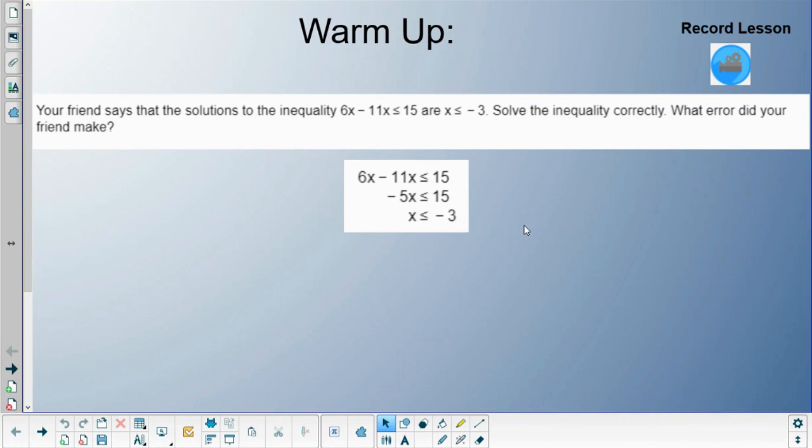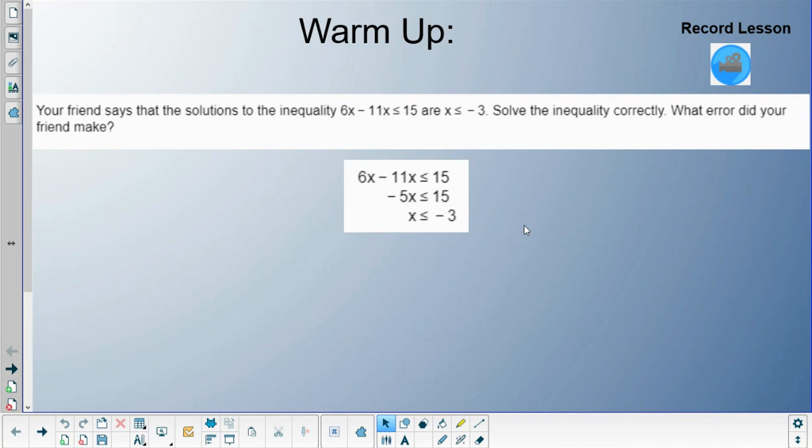Okay, so here is our warm-up. It says your friend says the solution to the inequality 6x minus 11x is less than or equal to 15 is x is less than or equal to negative 3. Solve the inequality correctly. What error did your friend make? So go ahead and pause your video at this point. Take a look at the mistakes that they made and see if you can figure it out and correct them.